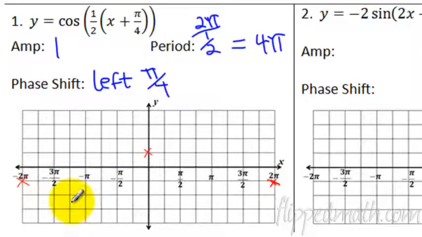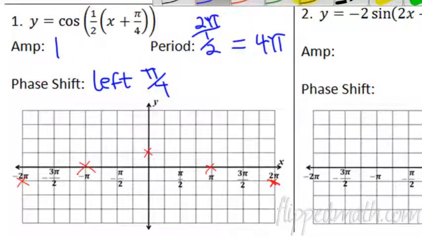Now that's creating a period of 4 pi. So you have a minimum here, 4 pi later I have a minimum. And then that means halfway between, we've got our x-intercepts, the equilibrium point. Whoops, halfway. Let's go back. Halfway in between, right there at the negative pi. All right, so these little x's are to help me know what would happen before I used the phase shift.